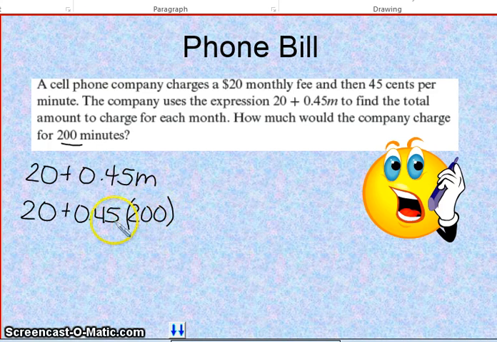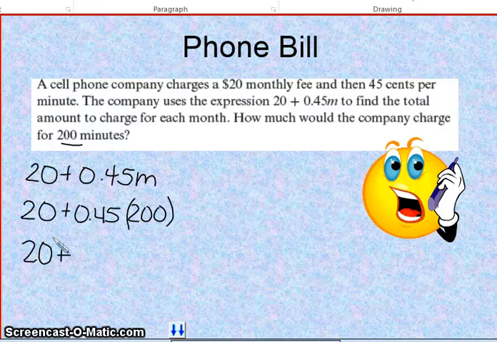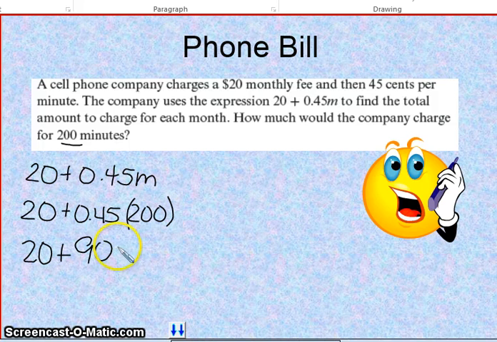Now we'll use order of operations to complete this problem. So parentheses are only holding a value here. There's no operations, no exponents, so then we move on to multiplication and division. 0.45 times 200 gets us 90. That would be $90. And 20 plus 90 is 110. So how much would the company charge for 200 minutes? They would charge you $110.